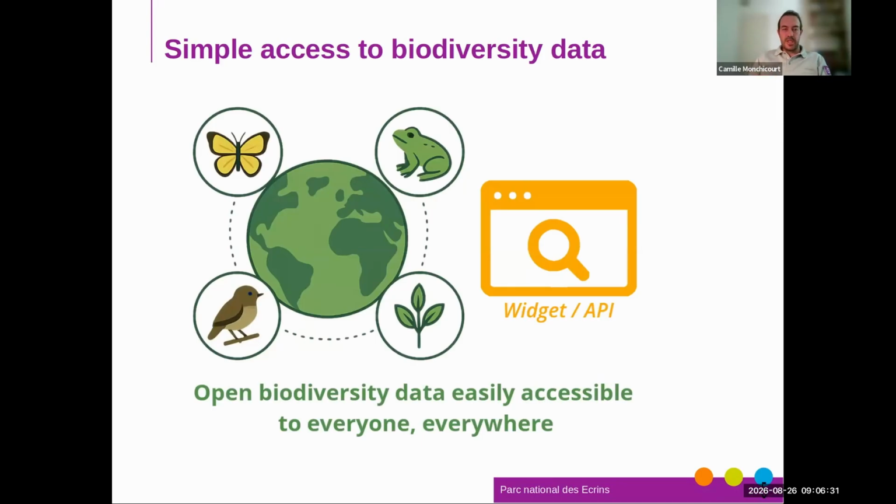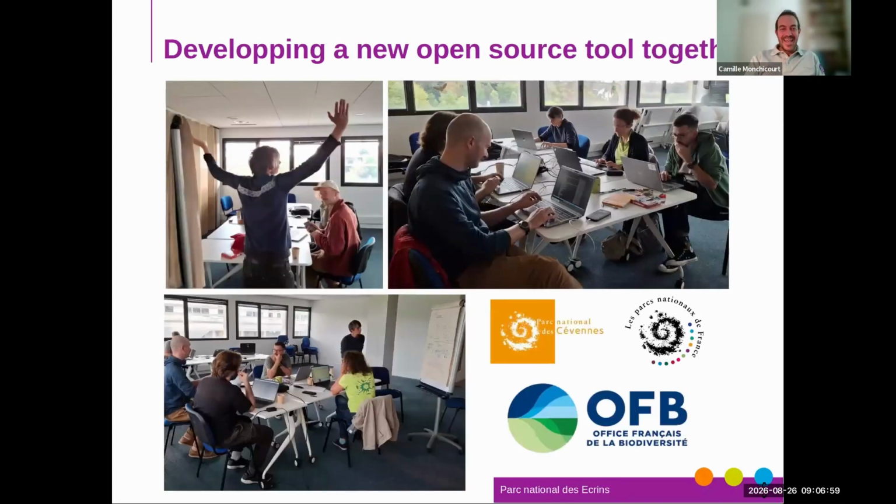We thought of it as a widget that could be very easy to include in a website or web application to make the data very easy to access. The idea is like the weather widget that you may know from several websites, which is very easy to include. We want the same thing with biodiversity. Maybe one day people will be as interested in biodiversity as in weather. Not sure, but we hope so. So that's the first development session that we had with the Cévennes National Park and a few other national parks in 2024, where we started developing this tool.